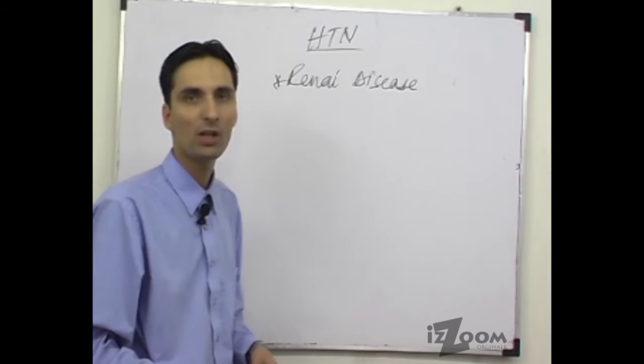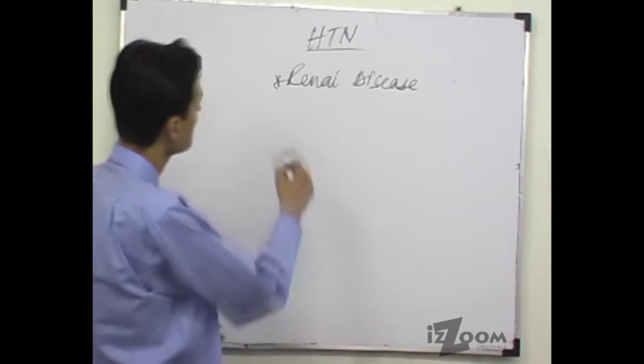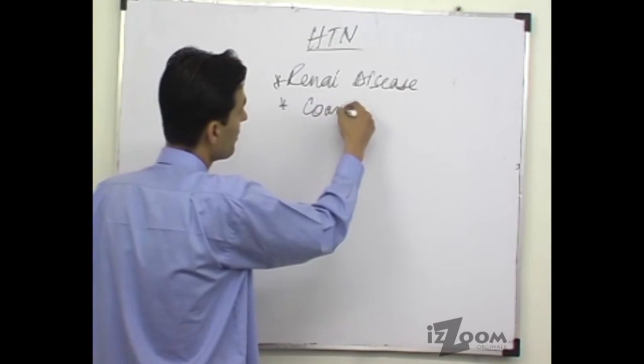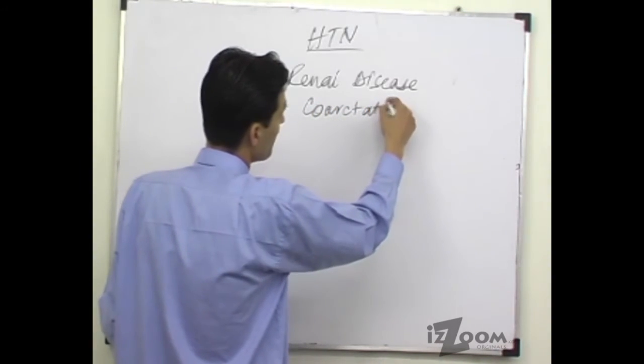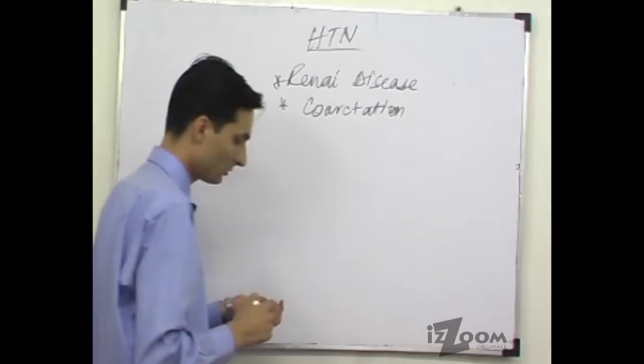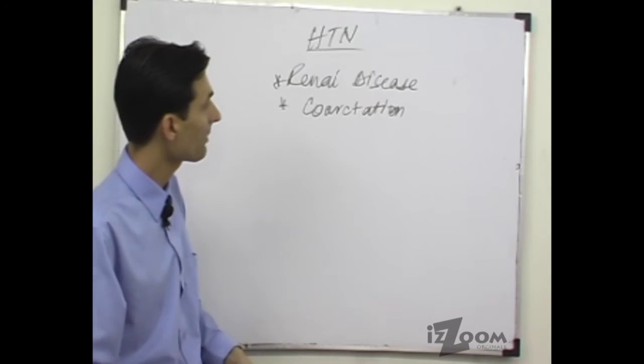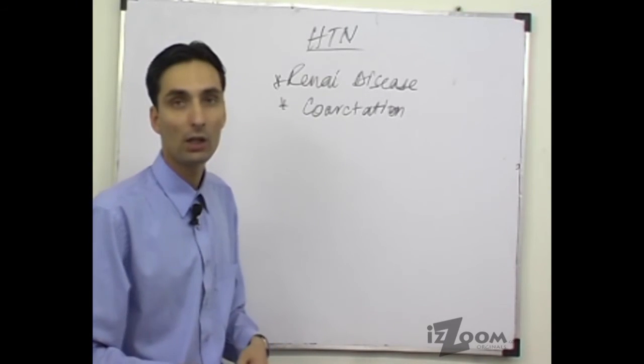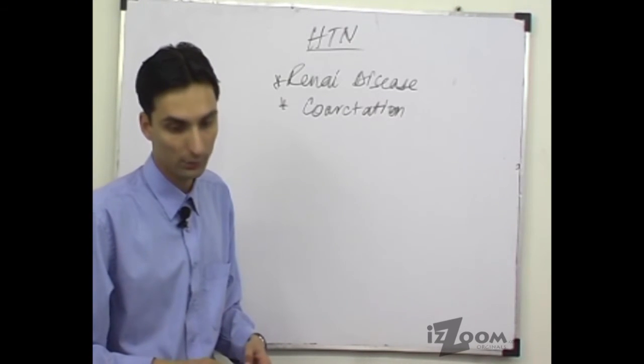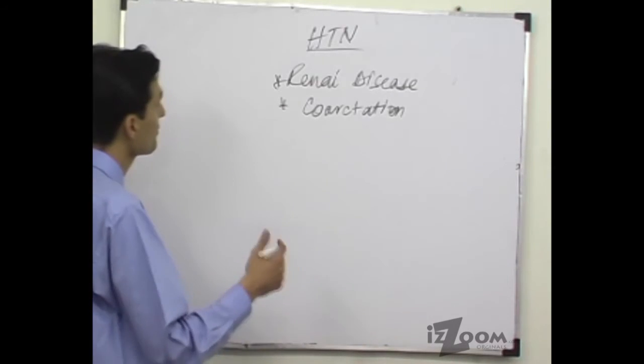Other causes of hypertension in young childhood include coarctation of the aorta, which is an important cause and must be ruled out. So these are the top two causes of hypertension in children that you have to rule out. So what do you do to rule out these cases?